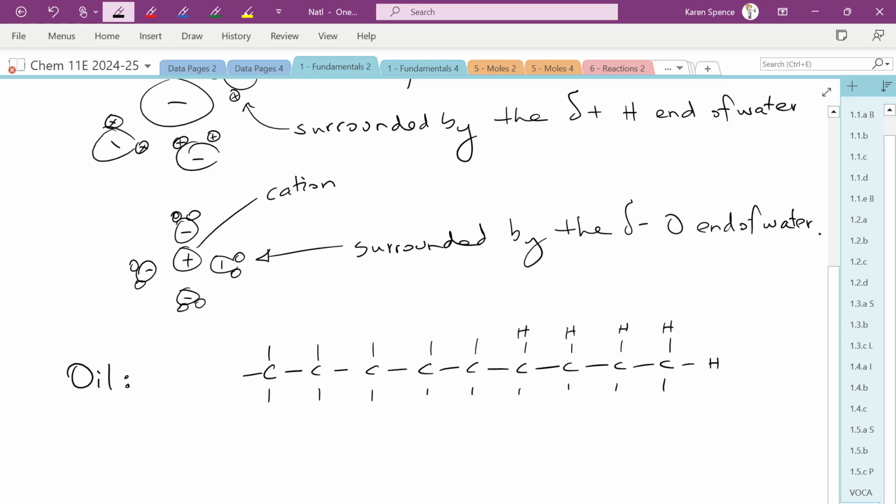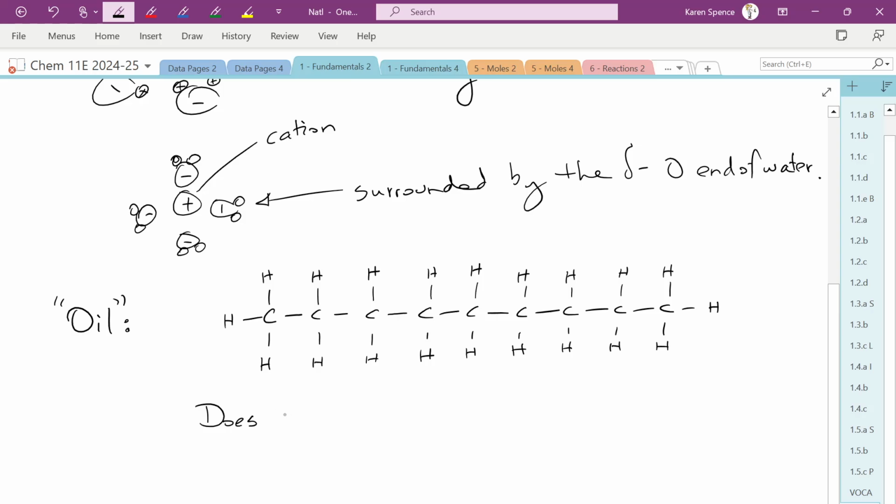There's a functional group in there or two, but we're not going to worry about those right now. It looks a lot like an alkane, okay? And for the purposes of what we're thinking about right now, this will do. I'll put quotes around it so you know that isn't really what oil looks like, but it's close enough. Now, does this molecule have a positive end and a negative end? In other words, is it a polar molecule?